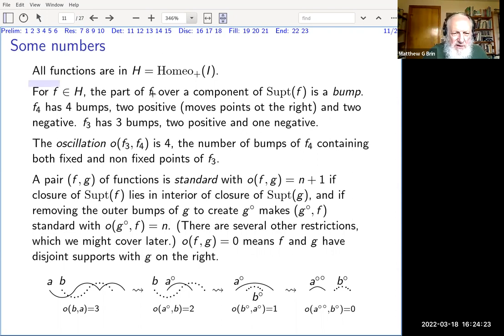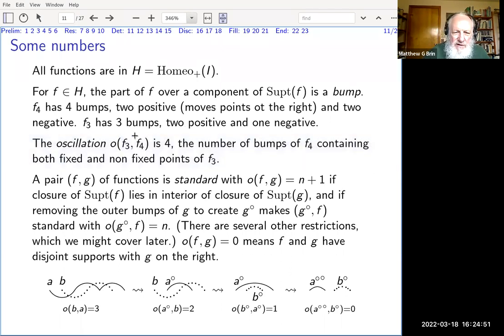So this just repeats what I said before. A component of a support is a bump. There are positive bumps that move points to the right, negative bumps that move points to the left. F4 is 2 positive, 2 negative. F3 has 3 positive, 2 positive, 1 negative. And the oscillation number of these two functions is 4 because of the explanation that I gave in the previous slide. And this is not symmetric.